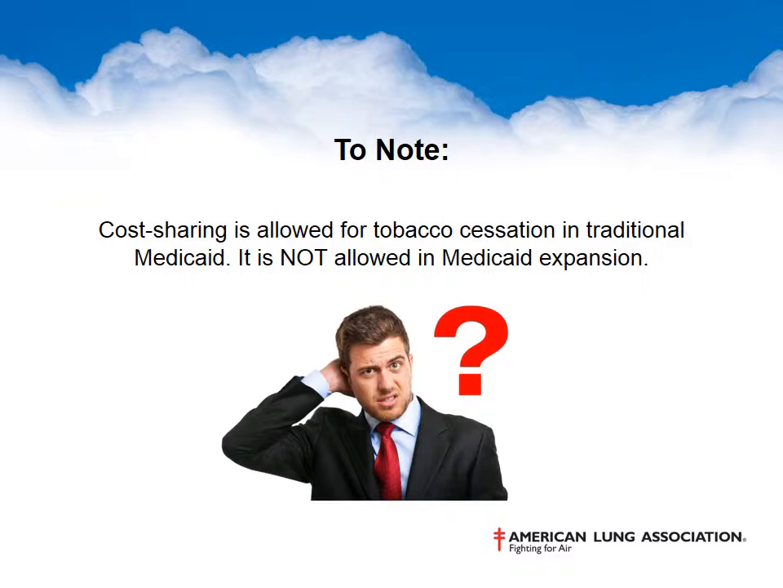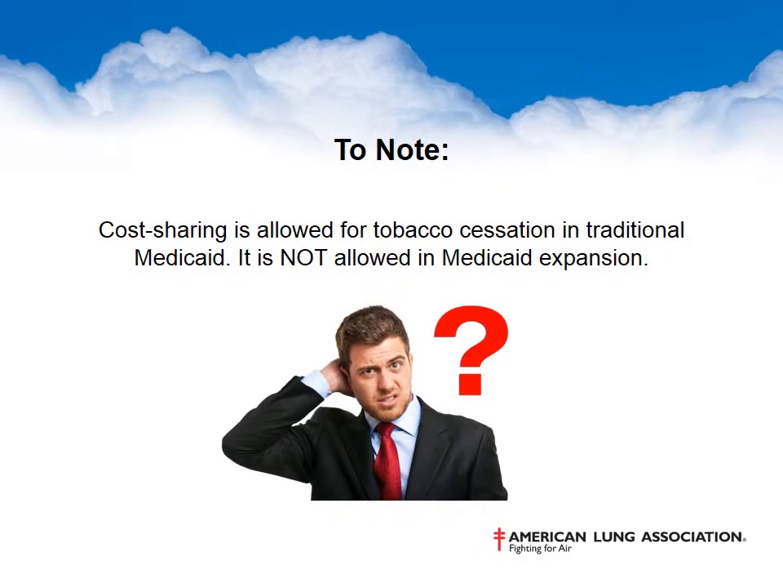So it's a lot easier to just put everyone together in the same program, which is what a lot of states are doing. The challenge is that you've got different requirements for the different populations. And the one that is particularly relevant here is cost sharing, and remember, cost sharing is copays, that amount of money that you have to pay when you fill a prescription or go to your doctor. So cost sharing is allowed for tobacco cessation in traditional Medicaid. So if you're a non-pregnant adult in traditional Medicaid, the state is allowed to charge you a copay. It is not allowed to charge you a copay for tobacco cessation if you're Medicaid expansion. So if you're one of those new enrollees, this can get very confusing.